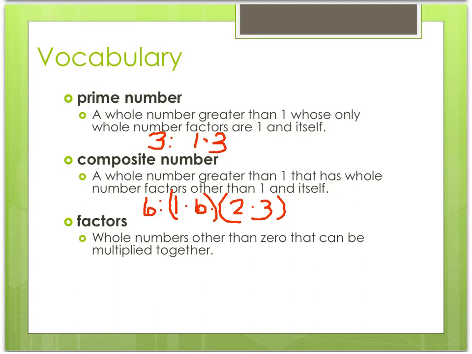The third term is factors, and factors are the numbers that you can multiply together to get a product. So 1 and 6 are the factors of 6, and 2 and 3 are factors of 6.